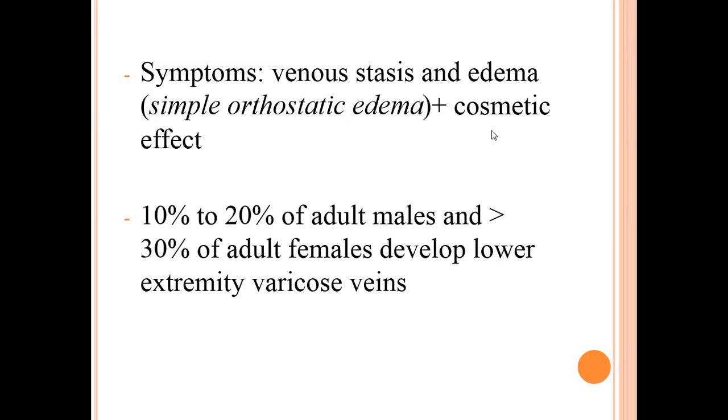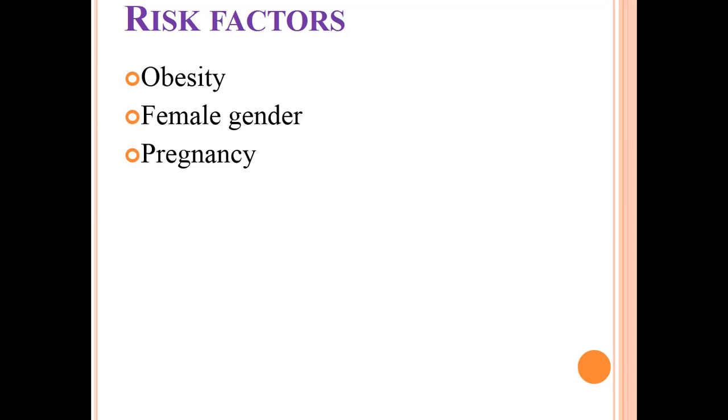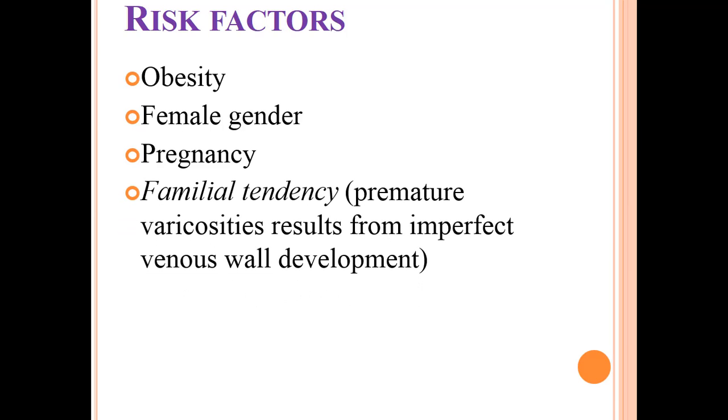This condition is quite common. It can affect up to 20% of adult males and even more than 30% of adult females. Risk factors for lower limb varicose veins include obesity, female gender, pregnancy, and family history. So some families are known to develop premature varicosities because of the imperfect venous wall development.